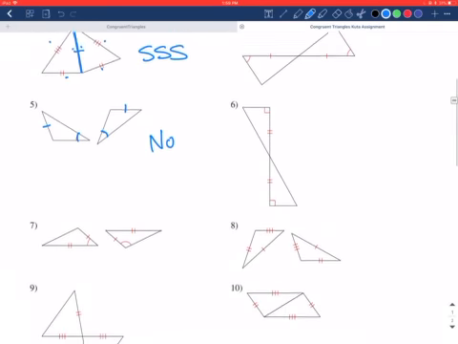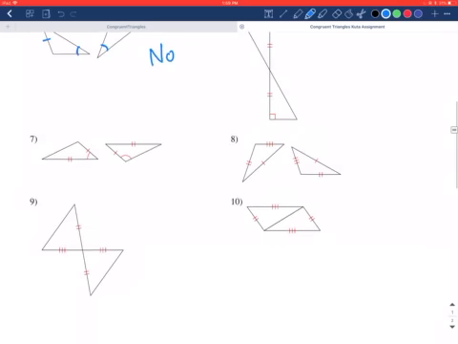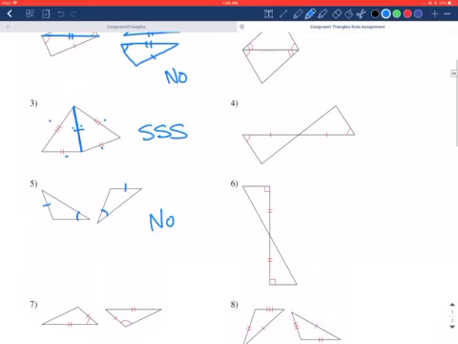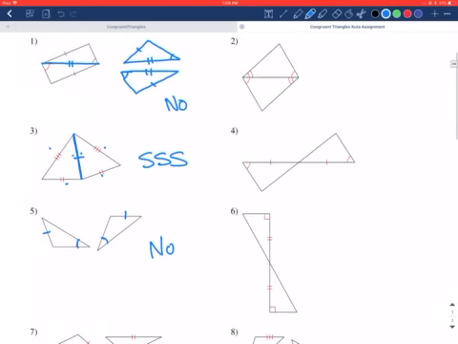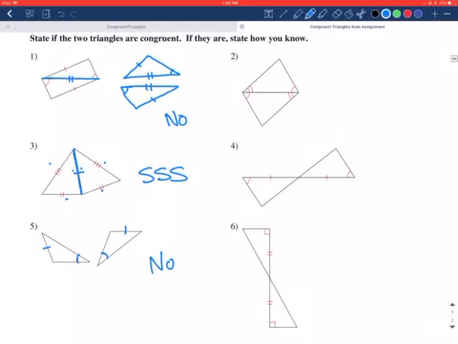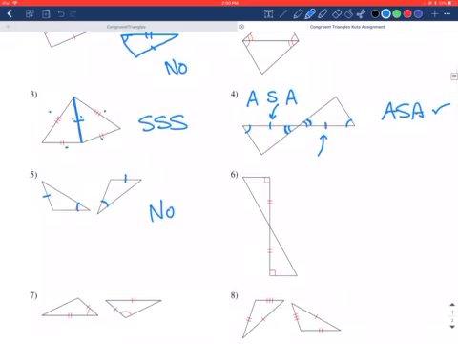Let's see. I'll do a couple of these. For number 4, let's see here. 8 and 10 are really easy. 9, I'm sure you'll get. Yeah, I'll do number 4 with you. So here for 4, we have vertical angles, right? So now we have an angle here. We have vertical angles, and we have a side that's in between them, right? So we have angle, side, angle. So we know that this works by angle, side, angle.